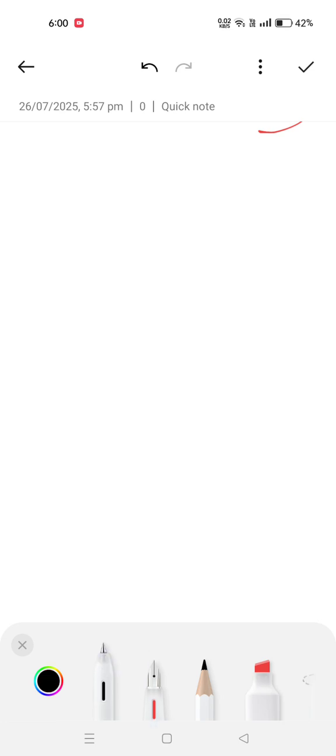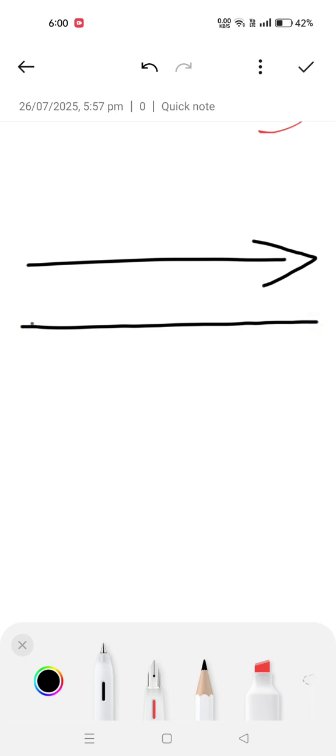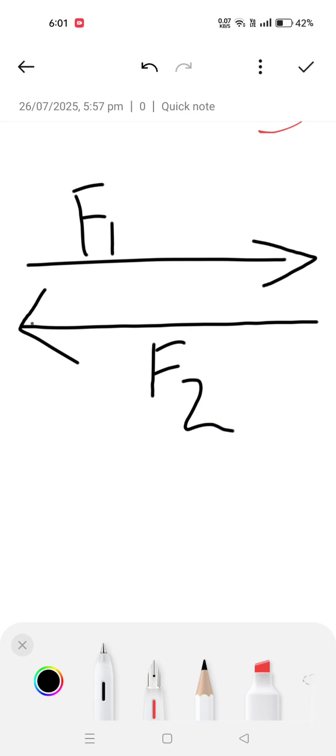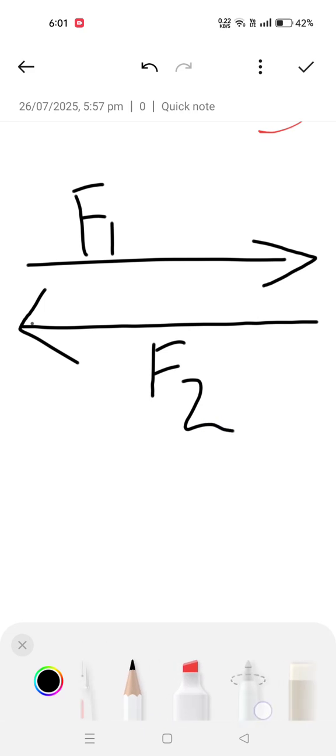Next we have negative of a vector. The magnitude is the same. Supposedly this is a vector and this is another vector. The magnitude is the same but the direction is opposite and the physical quantity is also the same. Supposedly this is force F1 and this is force F2. So basically we see that the magnitude here is the same but the direction changes.